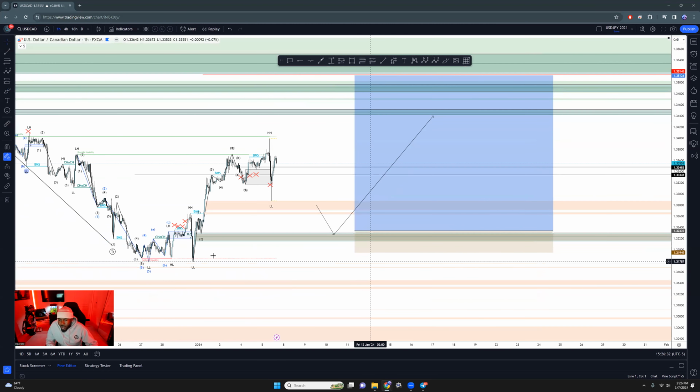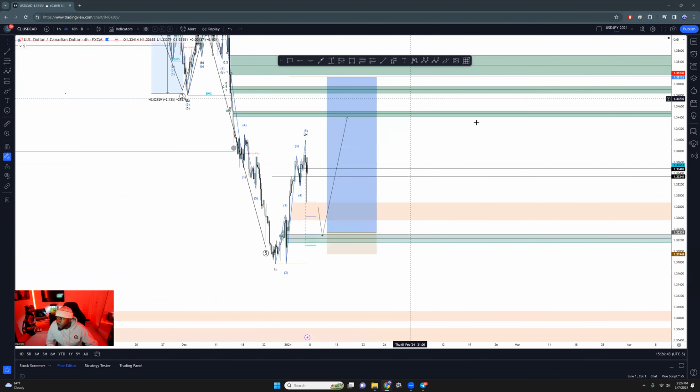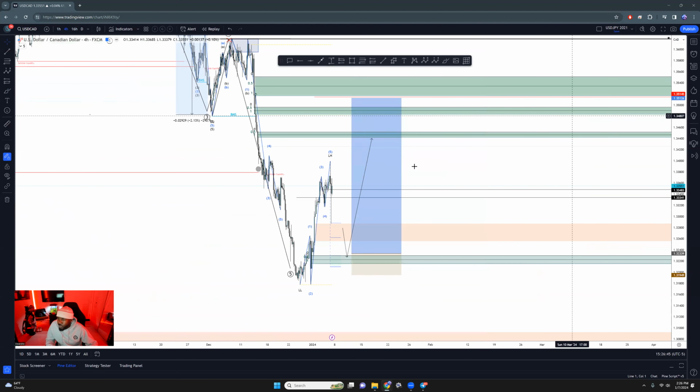1.32339. I don't expect it to actually break this level, so I'm going to be looking at a stop loss personally at around 1.31949, and I am going to be looking at a final TP around 1.35126.